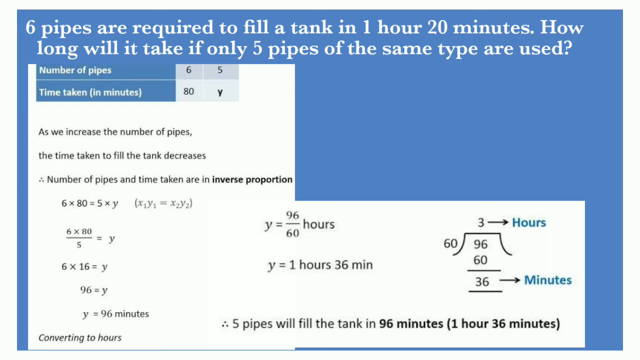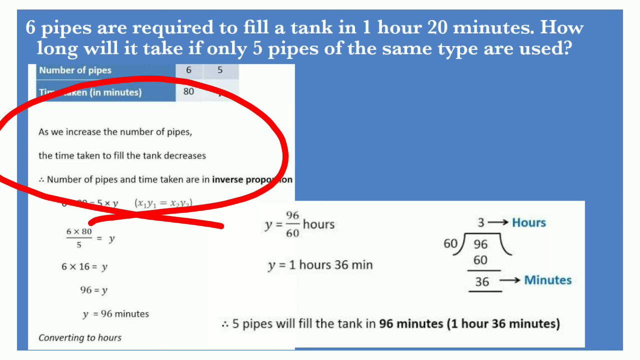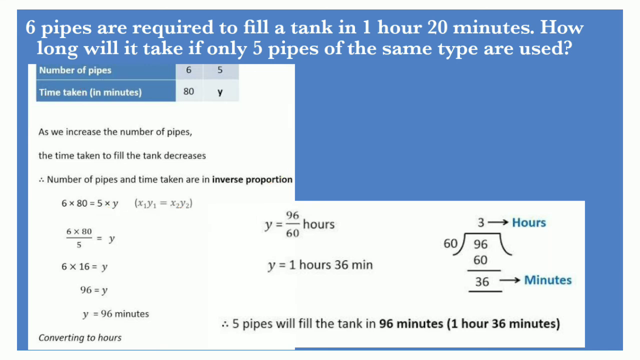The next question, 6 pipes are required to fill a tank in 1 hour 20 minutes. How long will it take if only 5 pipes of the same type are used? So what is the situation here? We increase the number of pipes and the time taken to fill the tank decreases. That means first quantity is increasing, the second quantity is decreasing. So they are in inverse proportion.